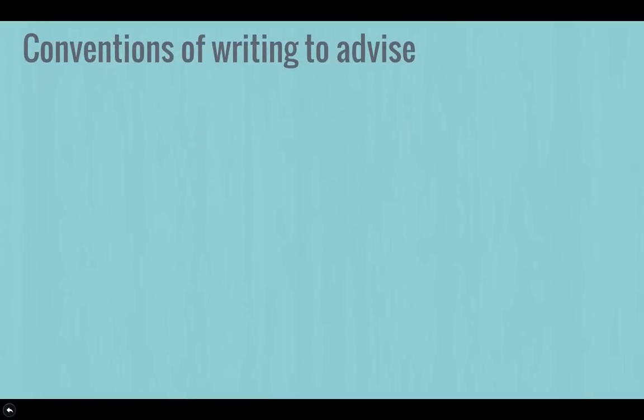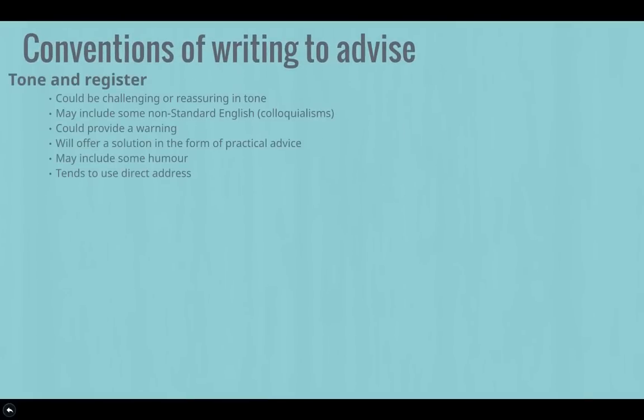Right, conventions of writing to advise. Tone and register is key with writing to advise. You need to look at the subject that you are providing advice on and the audience that you are writing for. Your tone and register could be challenging, so you could be not aggressive, but you could challenge your audience, or alternatively you might need to adopt a reassuring tone dependent on the subject matter and the audience.